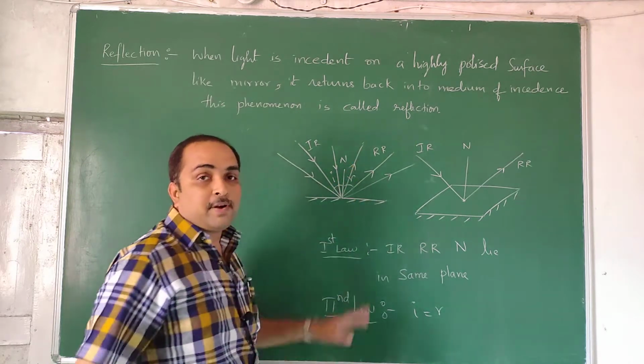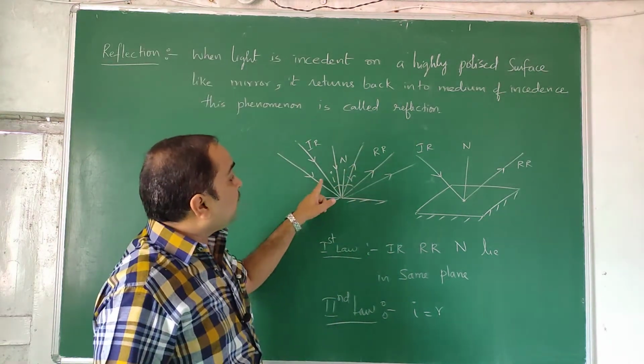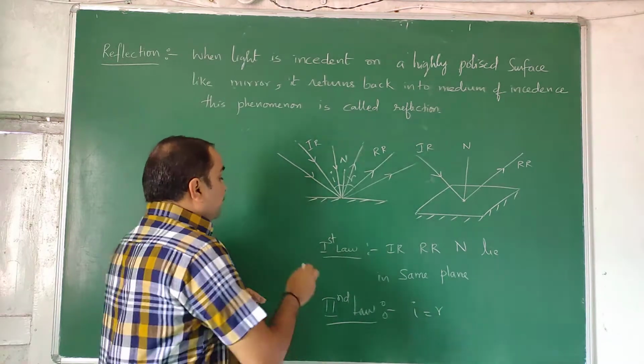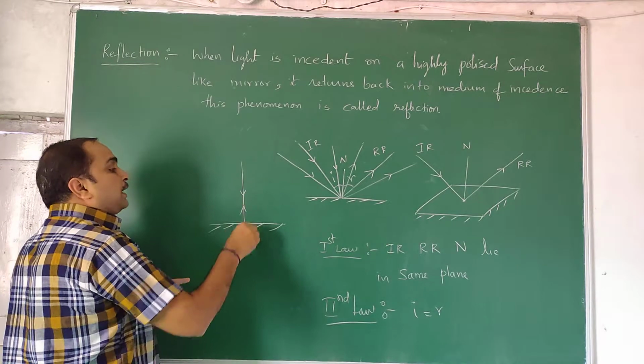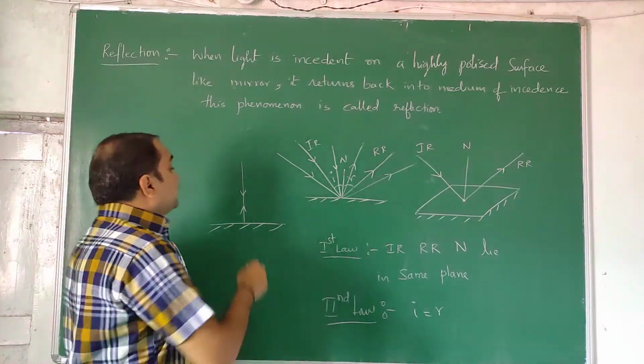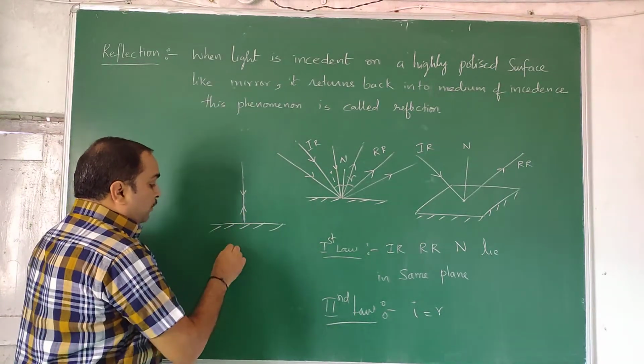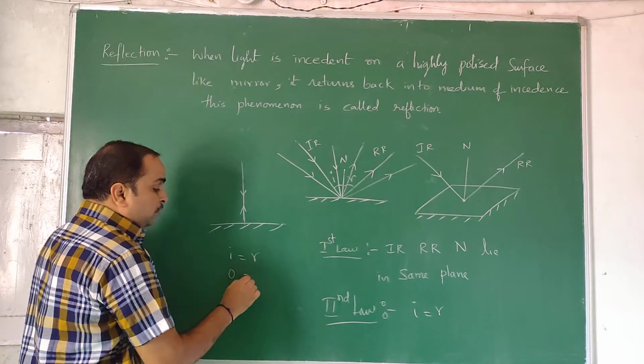You will not be happy if I draw all the things on the board, but I wanted to communicate that to you. Once you have a light ray like this and you incident straight like this, it will go back straight like this. This is called normal incidence. Incidence is happening along the normal. So angle of incidence and angle of reflection are equal. This is also 0, that is also 0.